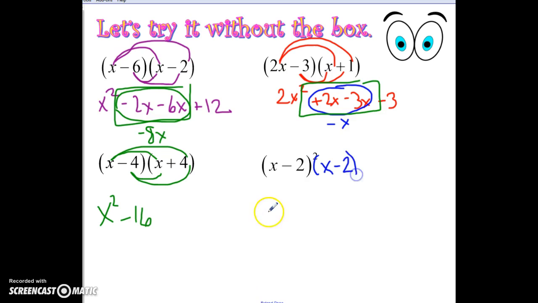This means x minus 2 times x minus 2. So I'll show you that little strategy again. So with first terms, x squared. Outside would be negative 2x. Inside would be negative 2x. So if I think in my head I have negative 2x minus 2x, that'll be negative 4x. And then the last terms is plus 4.